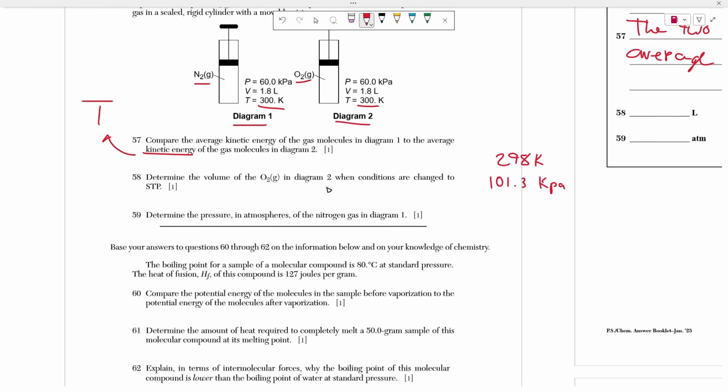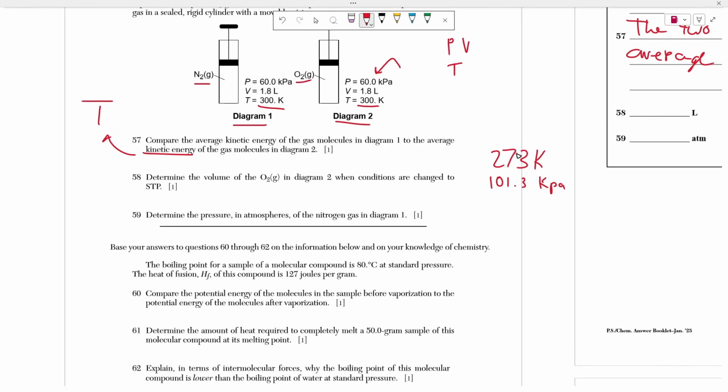So sorry guys, I was mistaken. It's not 298 Kelvin, it's 273 Kelvin. Regardless, these are conditions that are different from the conditions here. All right, and again, we're looking at diagram 2, which is for oxygen. So what happens when I change the pressure, the volume, and the temperature to these conditions right here?